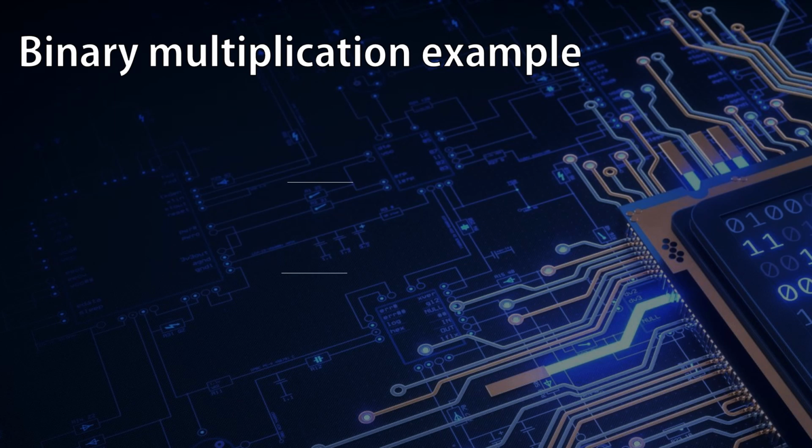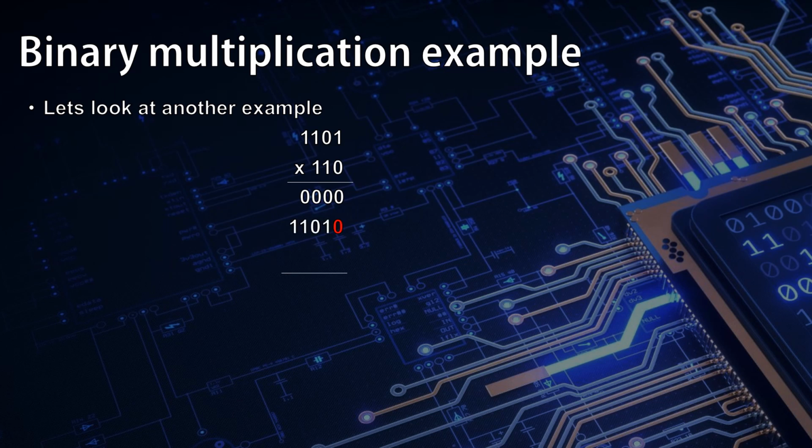Let's take a look at one more example to make sure we know what's going on here. This time we're going to look at 1101, which is 13, times by 110, which is 6. We still start with the rightmost digit in the bottom number, and we multiply this by the top number. These are all zeros because it's a 0. We could leave this line out.